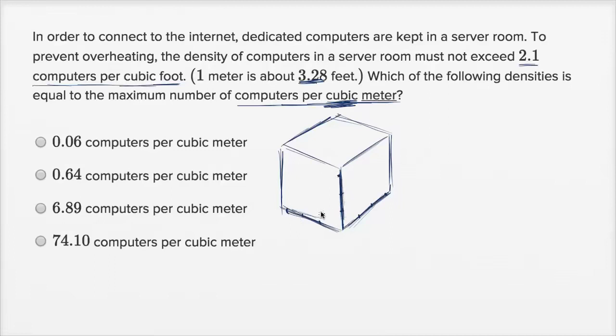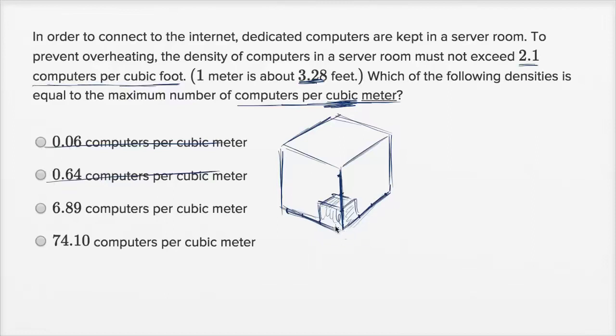And so a cubic foot will actually look something like this. If you could put 2.1 computers in this small cubic foot right over here, surely you're going to be able to put a lot more than 2.1 computers in the cubic meter. And just off of that, you can rule out these 2 choices because these 2 are less than 2.1. But how would you actually calculate it?